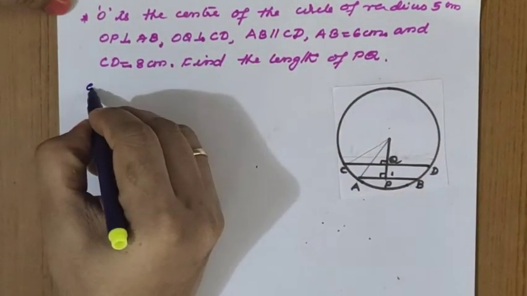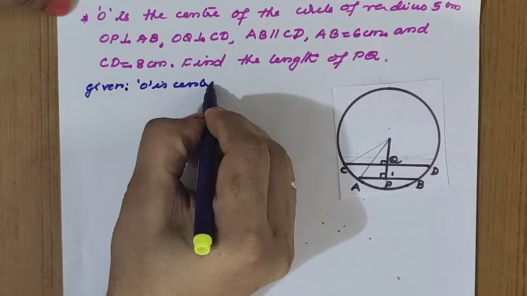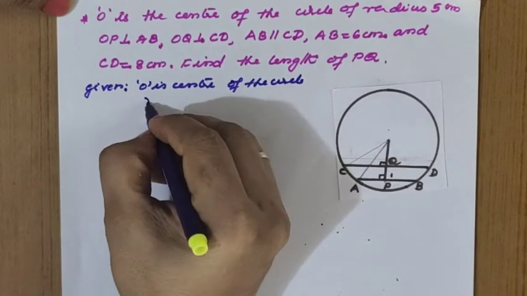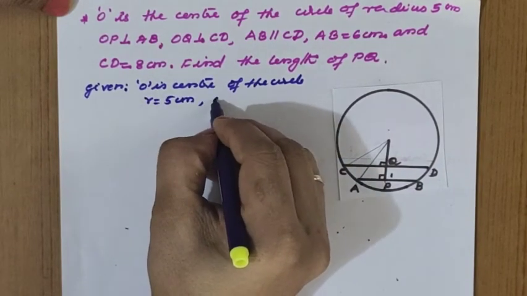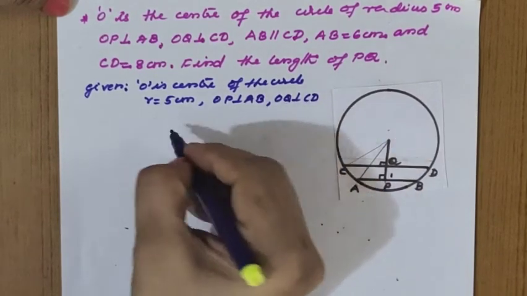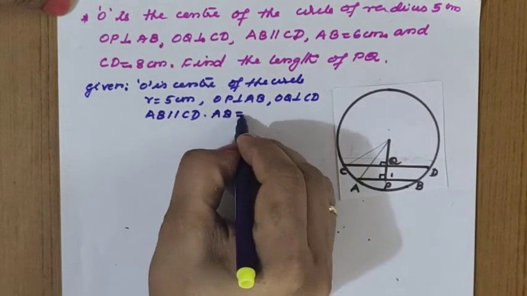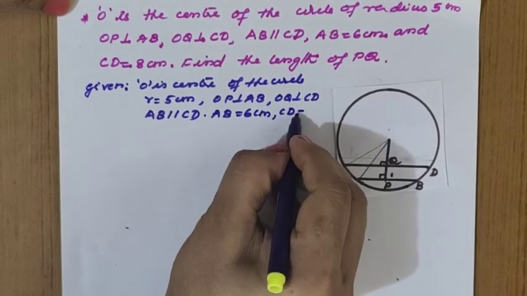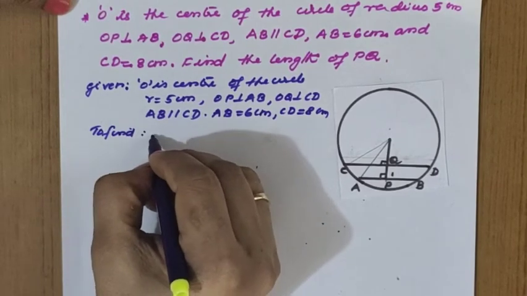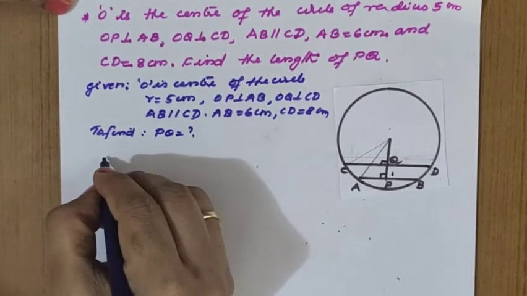So given: O is the center of the circle. Radius equal to 5 cm. OP perpendicular to AB. OQ perpendicular to CD. And also AB parallel to CD. What is the length measurement given? AB equal to 6, CD equal to 8. To find: PQ length. So we have to find the PQ length only.